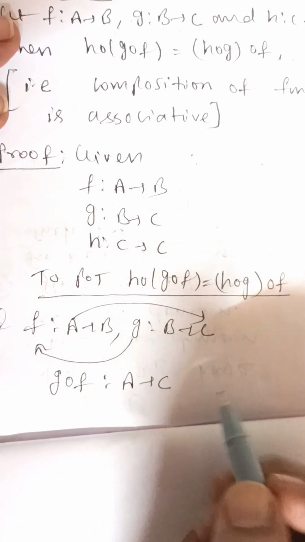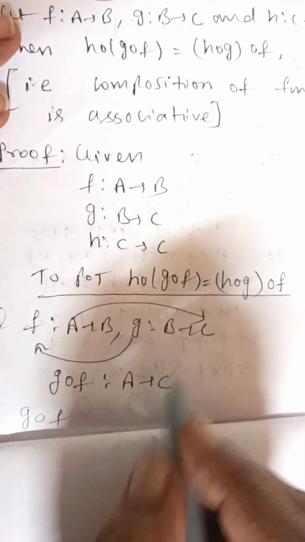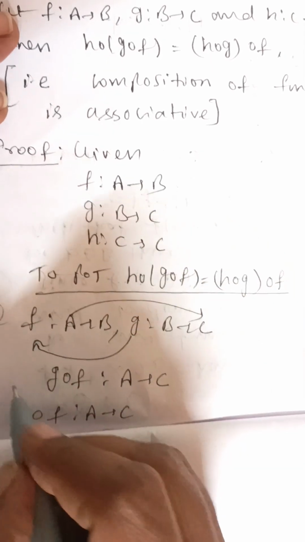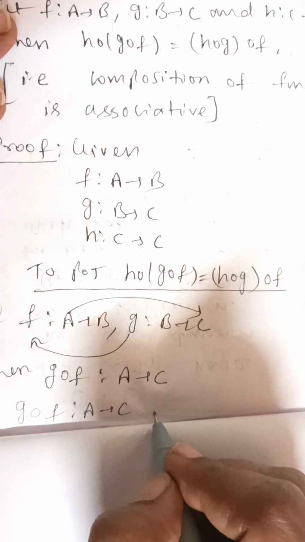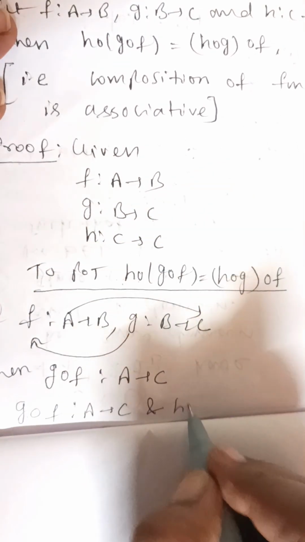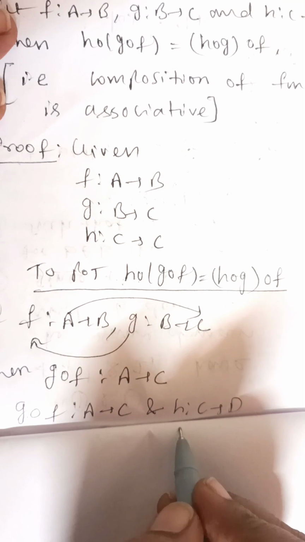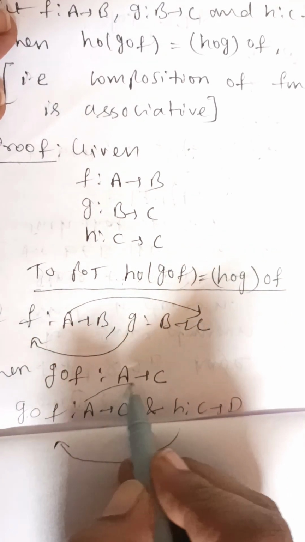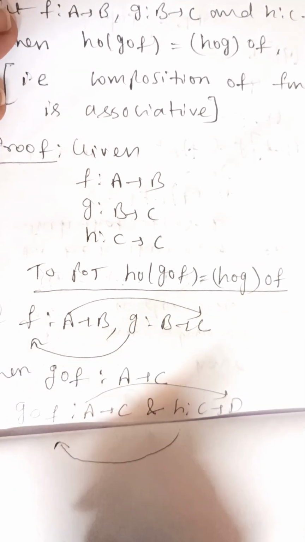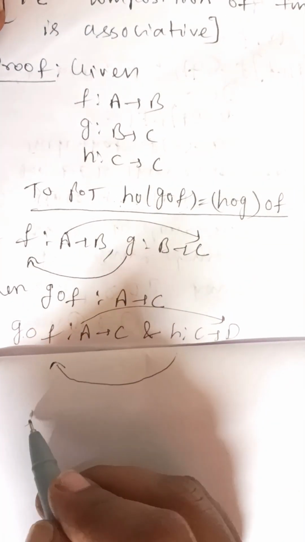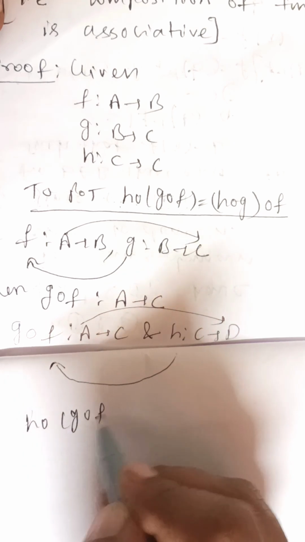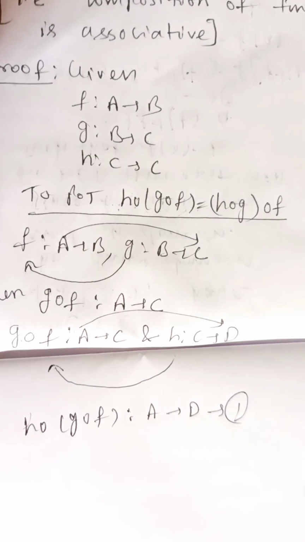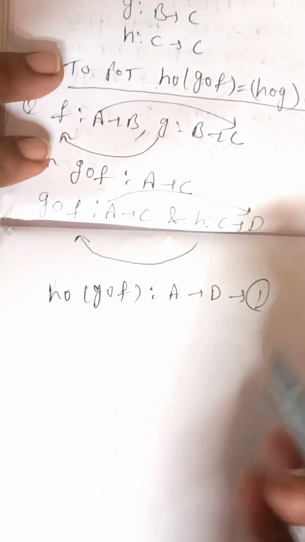Okay, now h circle (g circle f). For that we have to take h. So first write g circle f maps A to C, and h maps C to D. Then h circle (g circle f) maps A to D. Let it be equation 1.